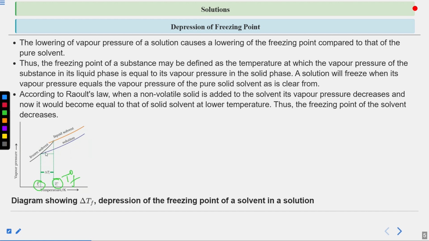Again, I am repeating it. This black line here is depicting your vapor pressure of the pure frozen solvent. Whenever we keep on decreasing the temperature, the vapor pressure will decrease. So, for the solution phase, this decrease will intersect the frozen solvent's vapor pressure at a lower temperature, which is TF. So, this is your reason behind the decrease in vapor pressure and the decrease in freezing point.